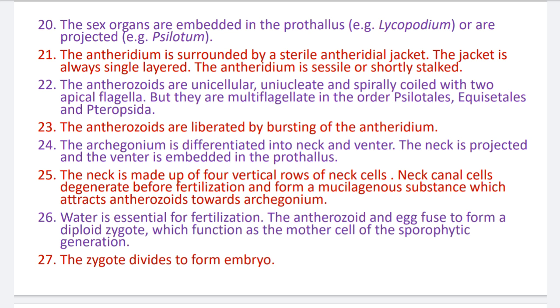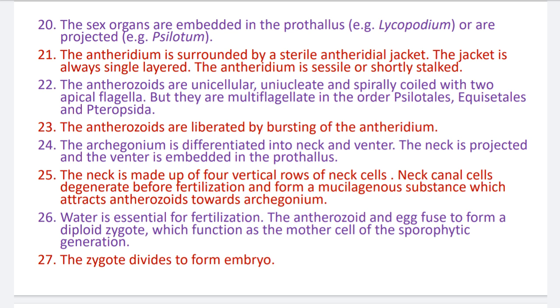Okay. And the upper neck-like structure is called the neck, and that neck contains the neck canal cells, and the entire archegonium is further covered by the sterile jacket layer. Number 25. The neck is made up of 4 vertical rows of the neck cells. Neck has the neck canal cells, and their number is 4, and they are arranged vertically.